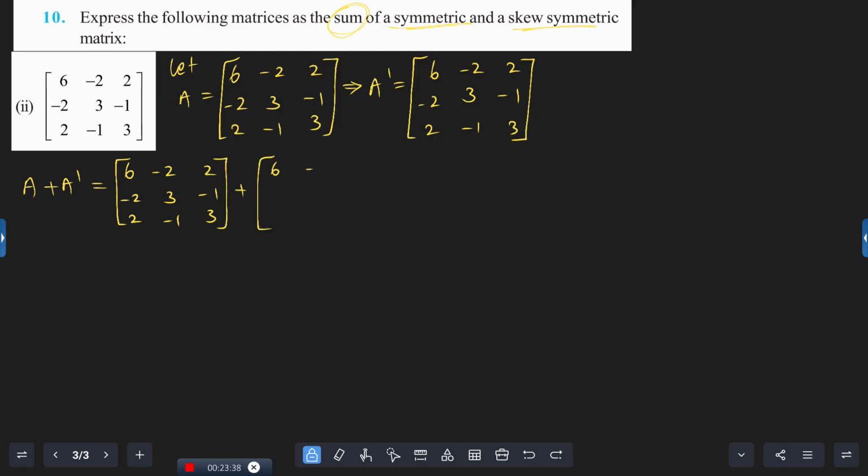The A dash value is 6, minus 2, 2; minus 2, 3, minus 1; 2, minus 1, 3. Both we just have to add. That's it. When you add, what will you be getting? Morgana, can you add and tell me? Just tell me the first row alone. Add 6 plus 6, what?